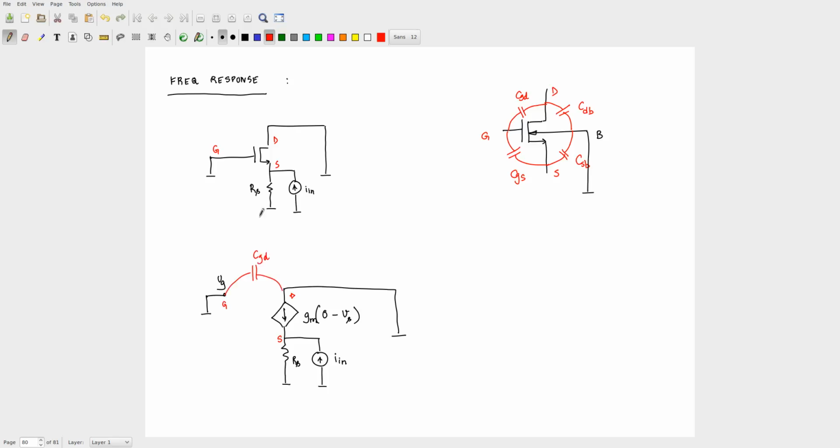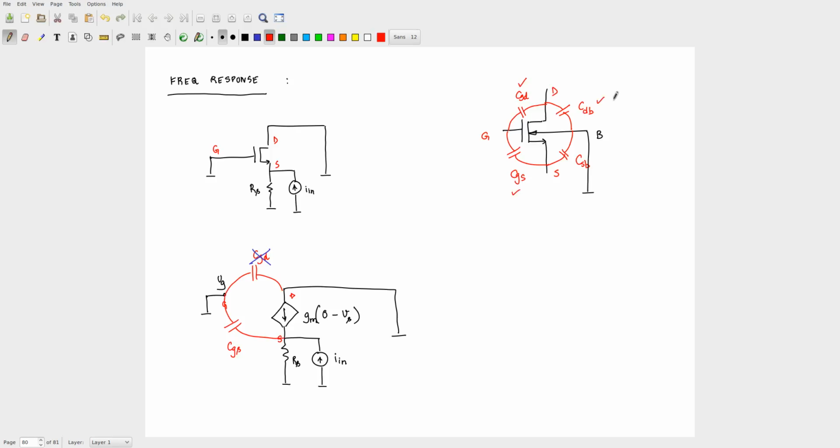Okay, what happens to CGD? Does it survive? No. Why? Because both sides are ground, right? Gate is ground, drain is ground, so CGD disappears. Okay. Next capacitance. CGS. Right? CGS. So CGS will survive. Okay. So we have finished CGD, we finished CGS.